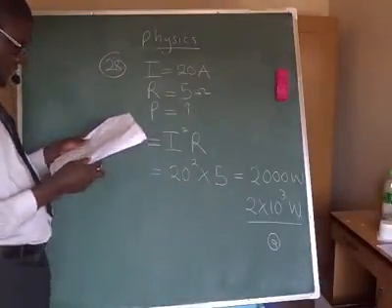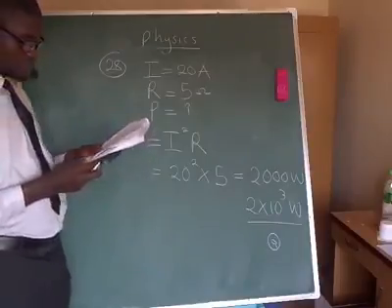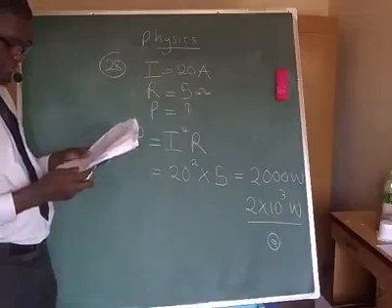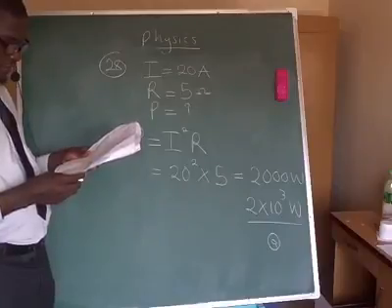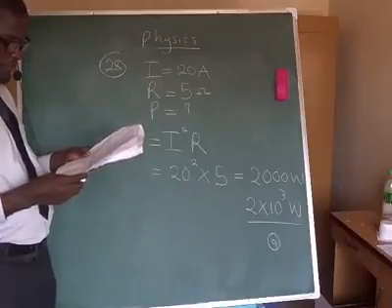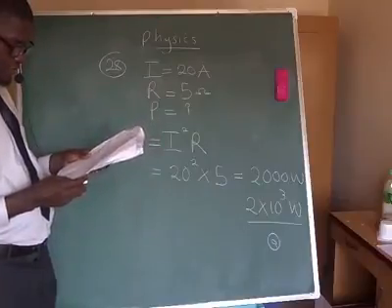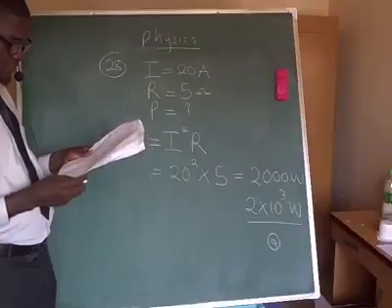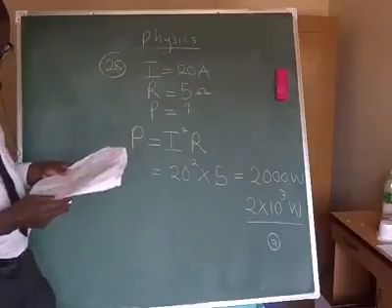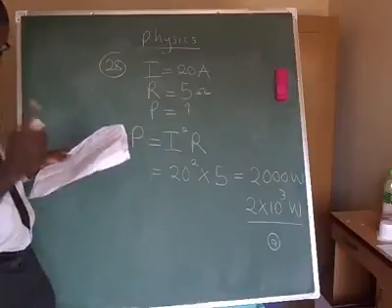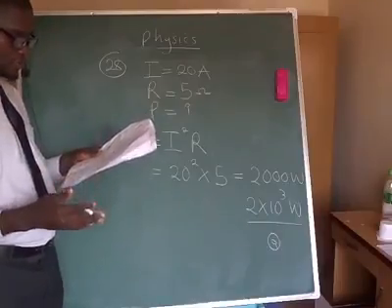Okay, next question is question 29, which is not a calculation. They say, which of the following statements is not true about atoms? A. An atom is made up of a nucleus and a number of electrons. B. The mass of an atom is concentrated in the nucleus. C. Atoms of different elements have different atomic weights. And D. Atoms of all elements are identical.